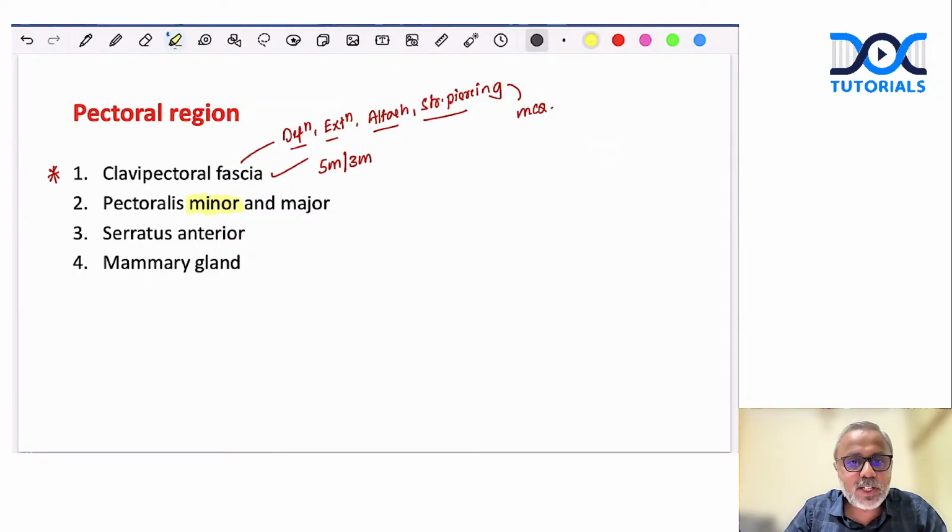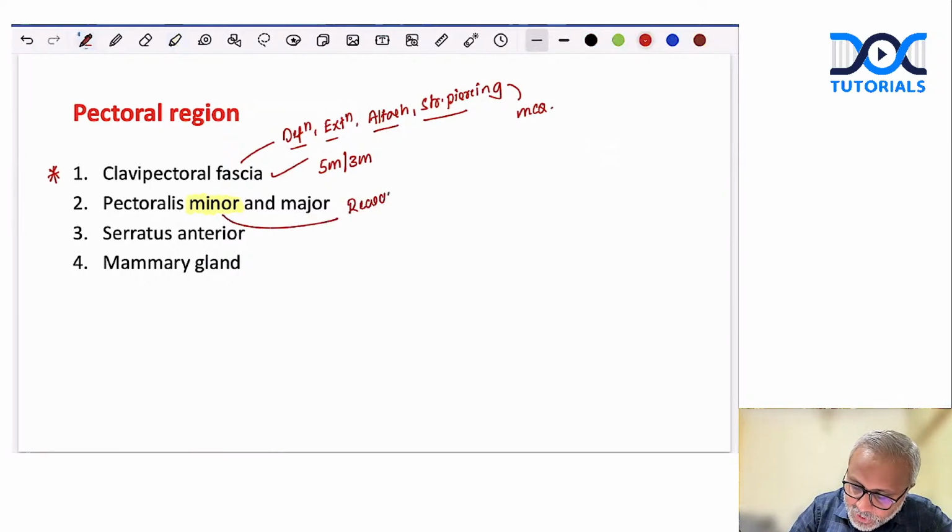So this is one more important topic you need to know. Pectoralis minor could be asked as a reasoning question. For example: pectoralis minor muscle is called the key muscle of the pectoral region. Justify. Or, is this statement true? Justify. This is how reasoning questions will be made. Of course, pectoralis major as well.